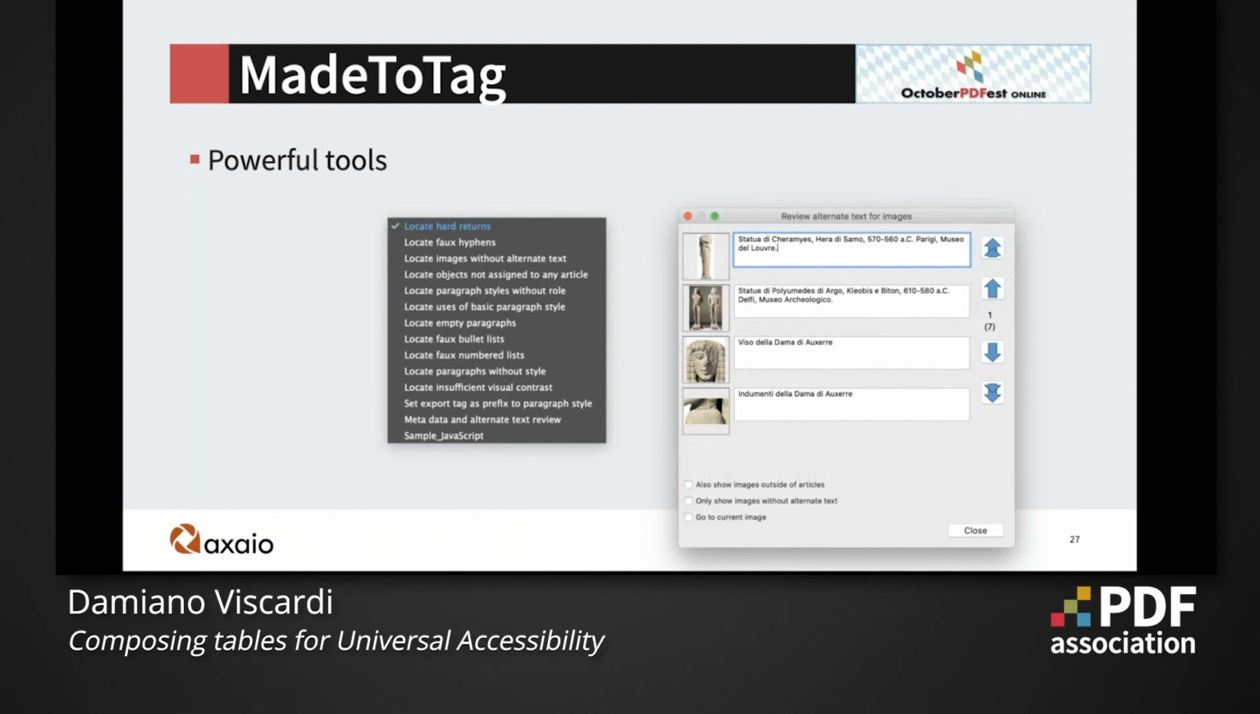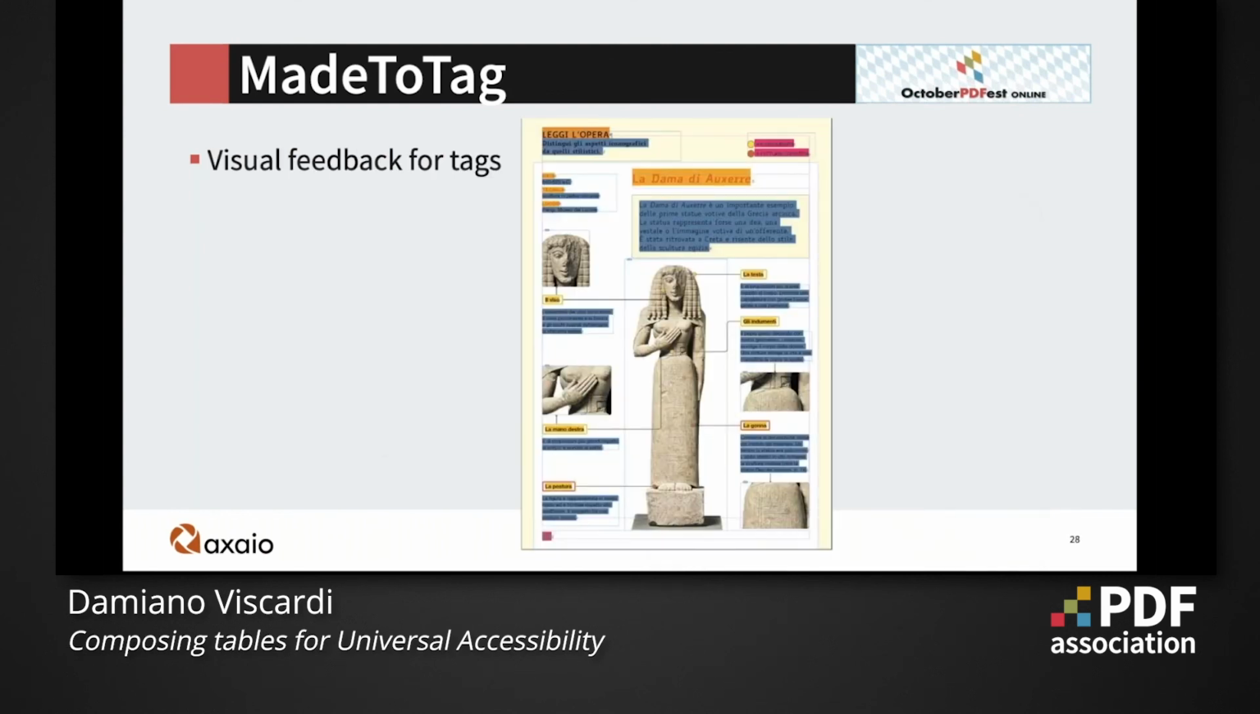And finally, there is a visual feedback for the tags on the page. And that's important to identify at a glance the headers, the tables, the paragraphs. That's very important on long documents where you have to work with a lot of different situations on the page, like this illustrated school book.